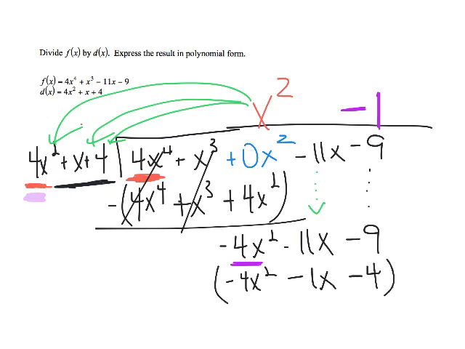You are going to subtract that whole polynomial again, right? So negative minus a negative is a positive. Subtracting a negative makes it a positive, so these cancel out. Negative 11 minus a negative 1 is negative 11 plus 1, so you get a negative 10x. And negative 9 minus a negative 4 is negative 9 plus 4, so you get a minus 5 there. So that's actually your remainder.